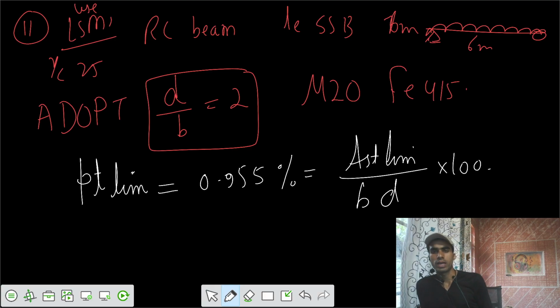This is provided to you, AST limiting. That means the value of AST limiting, which we have been given, we can calculate from this one.